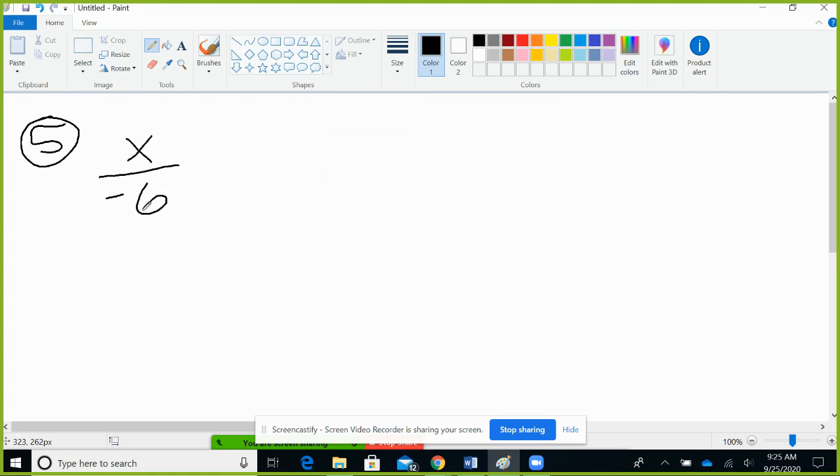X over -6 is greater than 1/3. All right, X divided by -6 is greater than 1/3. Canyon, what's my first step? Nice. Since it's X divided by -6, I'm going to multiply by -6 on this side, multiply by -6 on this side.